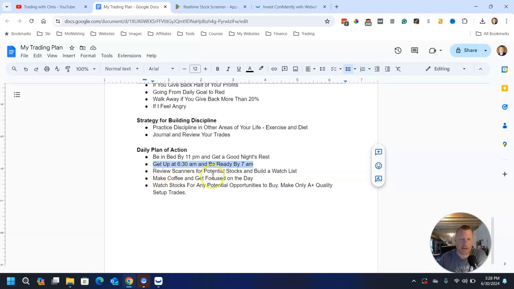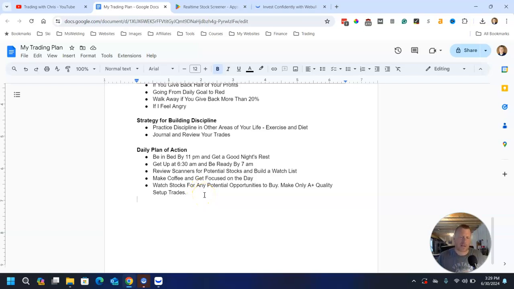I want to review my scanners for potential stocks, and I want to build a watch list at that point. I want to look at who are the stocks that I want to be following and looking at. At that time, I'll usually make coffee and get focused for the day. I usually don't drink coffee when I trade though, because caffeine doesn't really help with that kind of stuff. You kind of get a little anxious. So I found just don't do that. I usually make my coffee and take it to work with me.